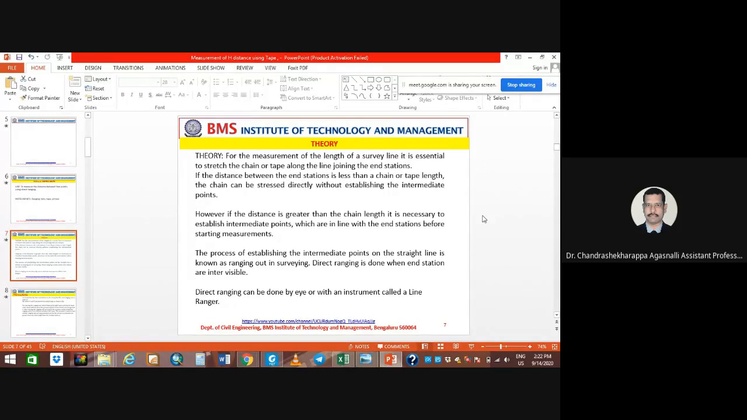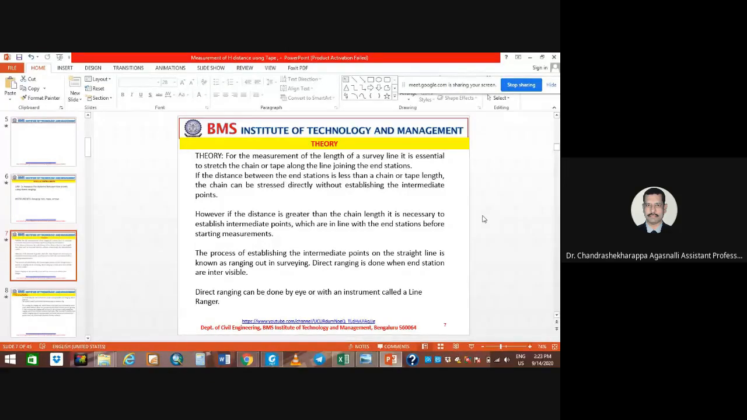If the chain length or tape length is more than the distance between the two stations, no need to establish the intermediate point. That is a very simple funda here. However, if the distance is greater than the chain, it is necessary to establish intermediate points lying on the line between the two end stations before starting the measurement. This process of establishing the intermediate points on the straight line is known as ranging.